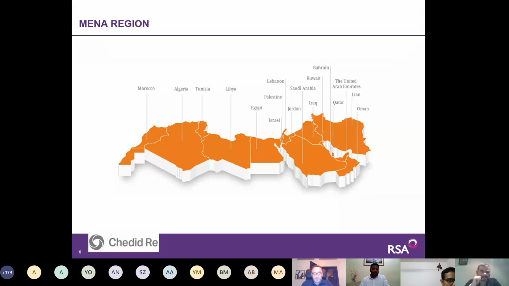Let's move on to the next slide, which is discussing the MENA region, the Middle East and North Africa region. As we are aware, the Middle East and North Africa countries include Morocco, Algeria, Tunisia, Libya, Egypt, Israel, Palestine, Lebanon, Jordan, Saudi Arabia, Iraq, Kuwait, Bahrain, Qatar, UAE, Iran, and Oman. These are the Middle East and North Africa region countries.